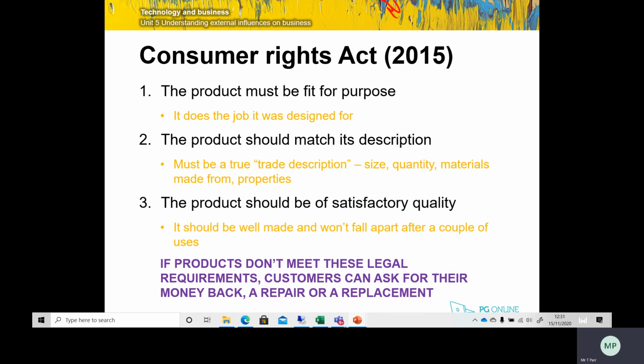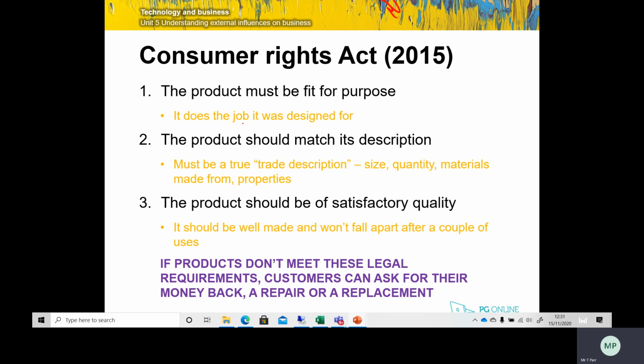So the product must be what's called fit for purpose. So for example, a bike. That bike has got to make sure it uses 2 wheels and it can propel itself and it works, it doesn't fall apart. Well, that's part 3. But it must do its job. It is a bicycle. It uses 2 wheels and it goes from A to B. It does the job it was designed for.